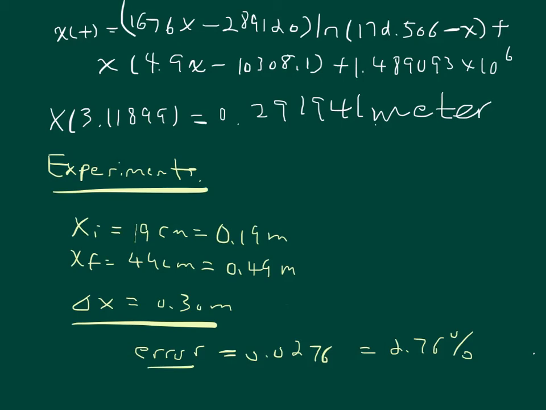We ran the lab, and you can see how we did it in another YouTube video. I will attach the video to this video, and this is the result: x initial, x final, and the delta x. This value is really close to our predictions, and the error is about 2.76%, which is really small.